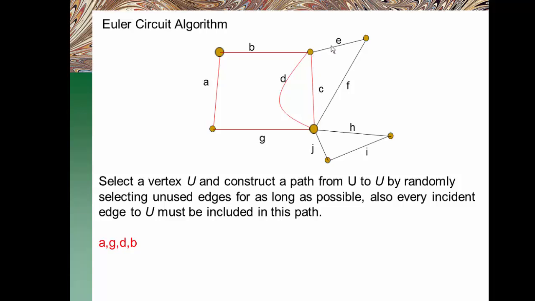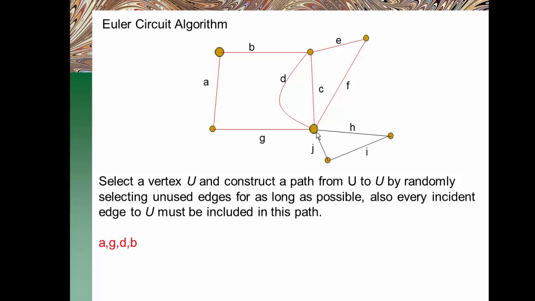Now we have only one option to exit that vertex. It's through edge E. After arriving at this vertex here, there's only one way to exit. It's through edge F. Now we're back to this vertex. We need to continue until all the incident edges are used.